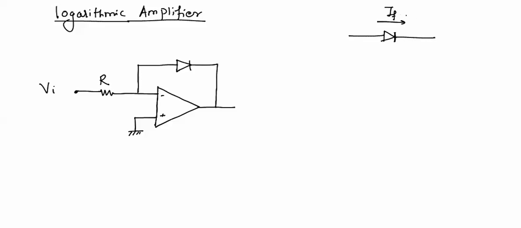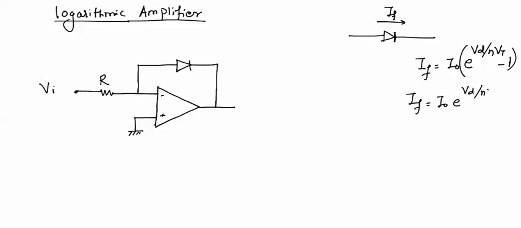that is forward current IF, is given by the equation IF equal to I naught into e raised to power Vd upon eta Vt minus 1. This particular term is a positive exponential whose value will be very much greater than this one. So IF will be equal to I naught into e raised to power Vd upon eta Vt. This one can be neglected.